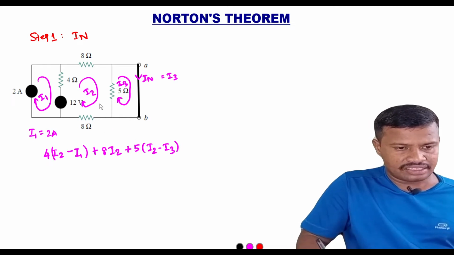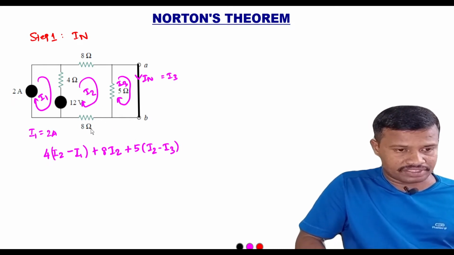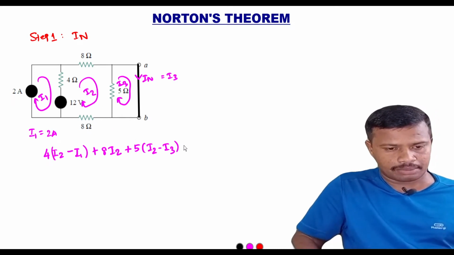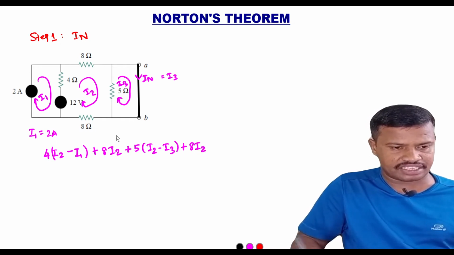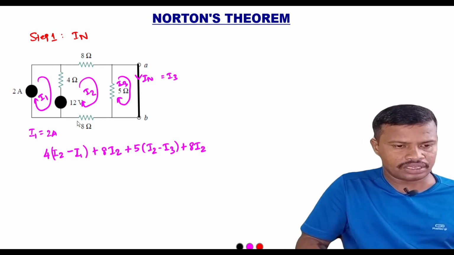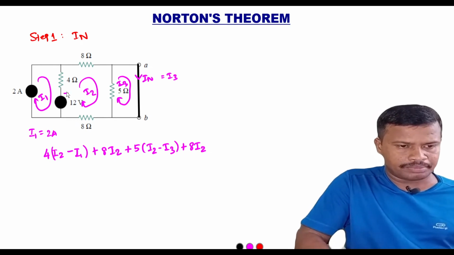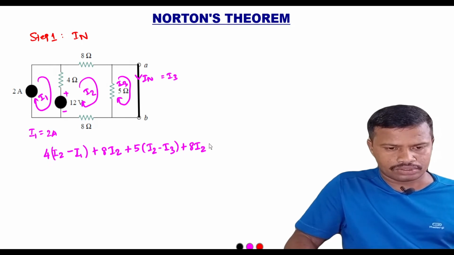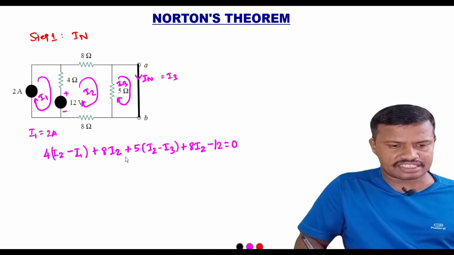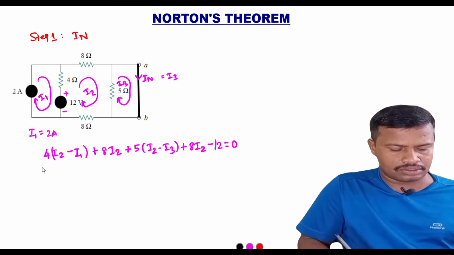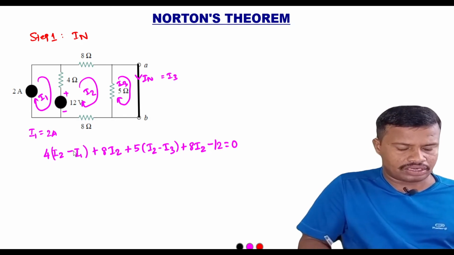Then the loop comes to the 8 ohm resistor. The current flowing through the 8 ohm resistor is I2 and the voltage drop across it is 8 into I2, and finally it meets the negative terminal of the 12 volt source. So we can write minus 12 is equal to 0. This is the loop equation on applying KVL.